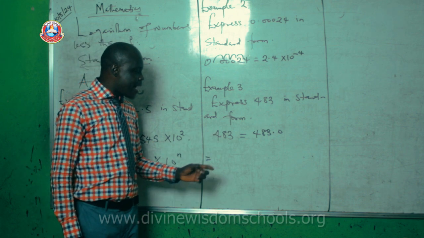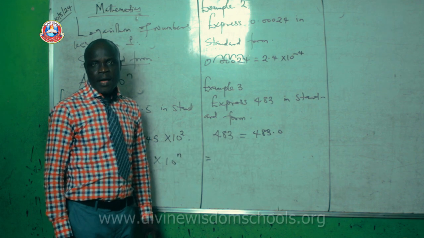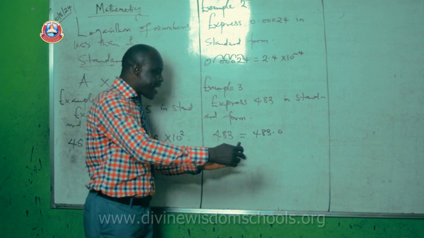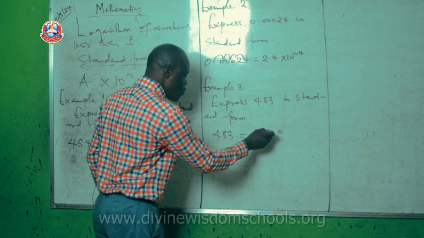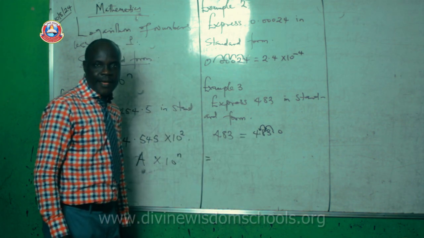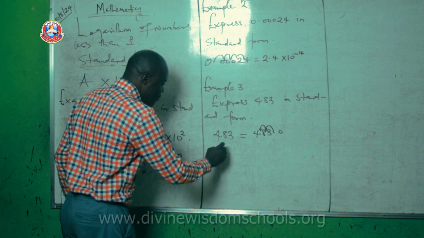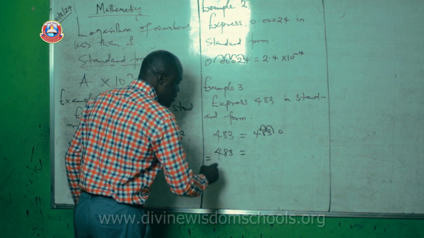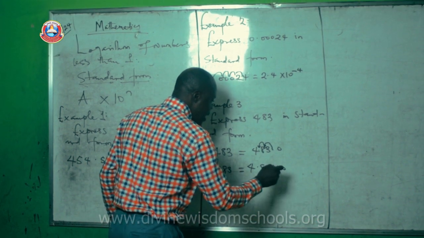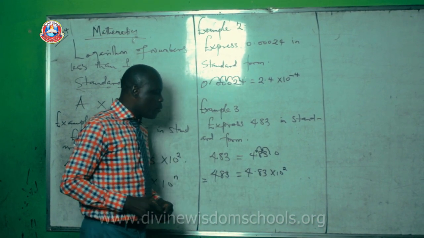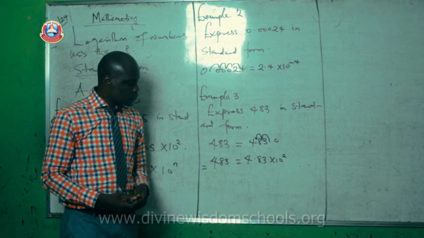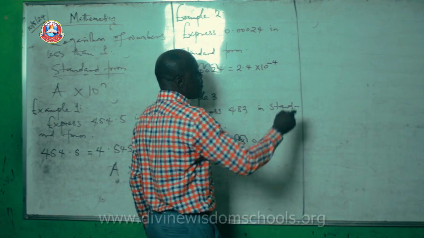483 can be expressed as 4.83. And the only way that can happen is when the decimal point is moved from right to left. How many places do we have? 1, 2, before the decimal point is placed here. So we have 483 can be written as 4.83 times 10 raised to power 2, because you move the decimal point from the right to the left 2 places.